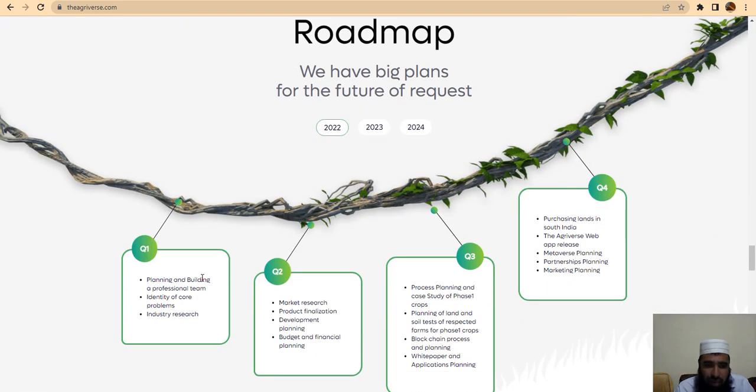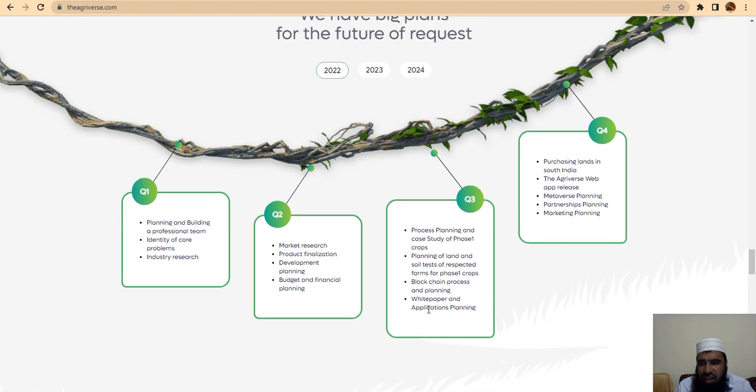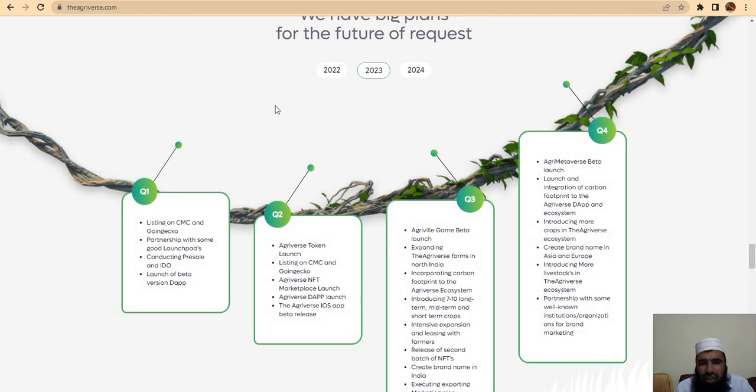Their roadmap: planning and building in Q1 2022 covers identification of core problems, industry research, market research, product finalization, development planning, and budget and financial planning. Now we will discuss what they will do in Q2 2023. Listing on CMC and CoinGecko in Q1, which is coming very soon, today or tomorrow, and they will be listing the coin IDO.